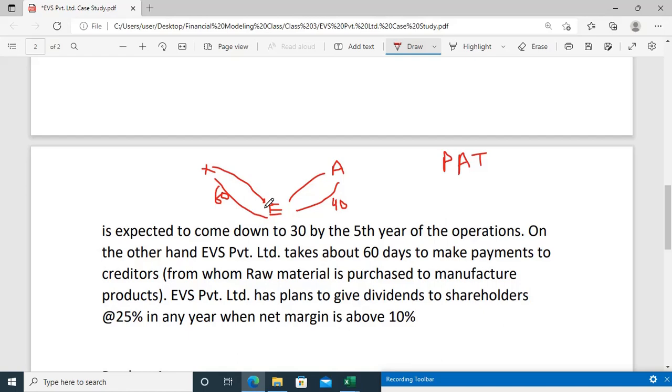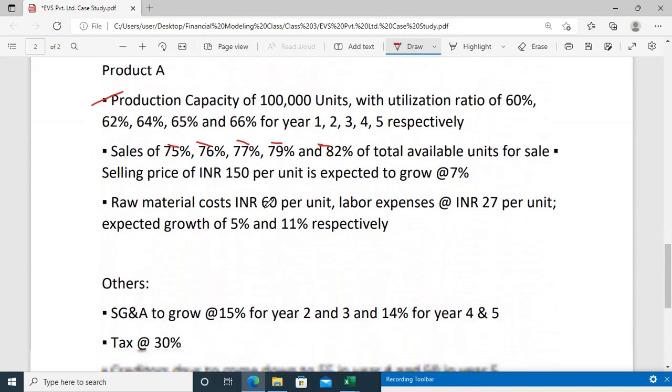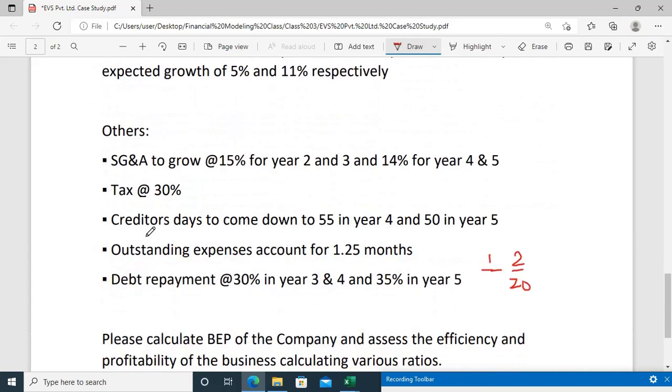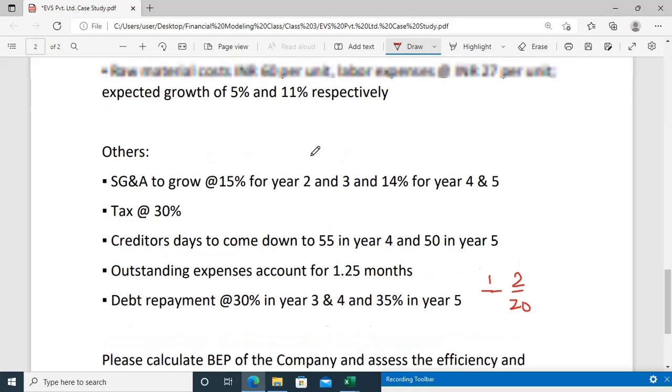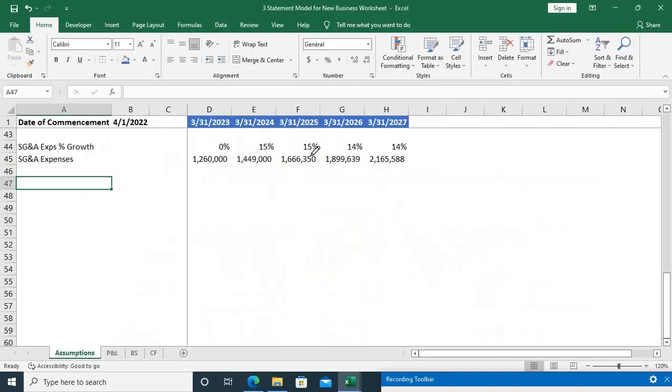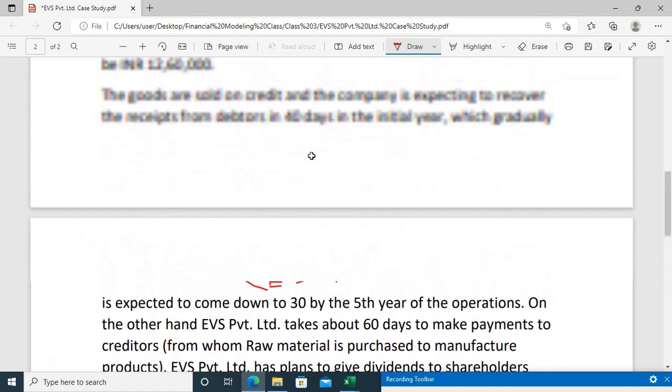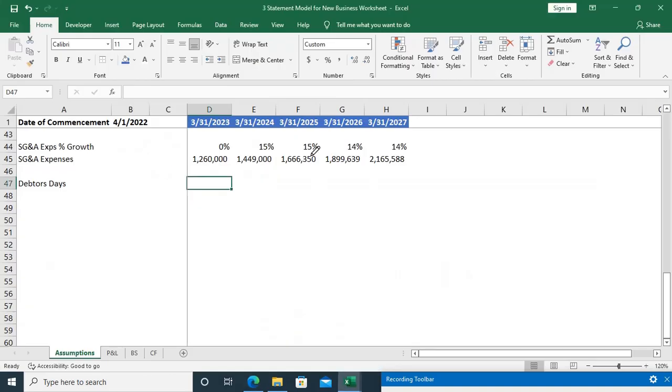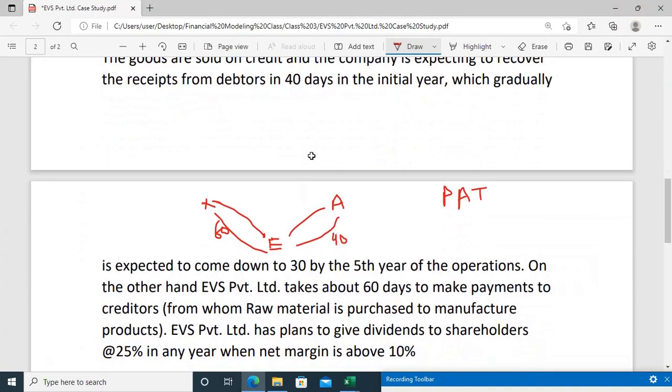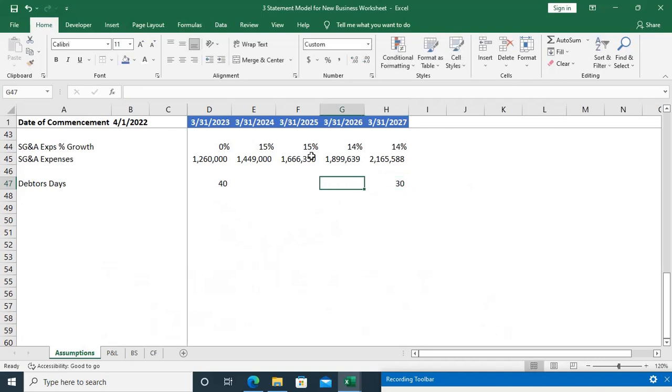So let's do something. Is there any additional information given here? Raw materials, creditor days? No. So let us just do it. So debtor days. First the debtor days were 40 days, and it's supposed to become how much? 30 days by the end of the 5th year. So in between it will change. How it will change, we have to figure it out.